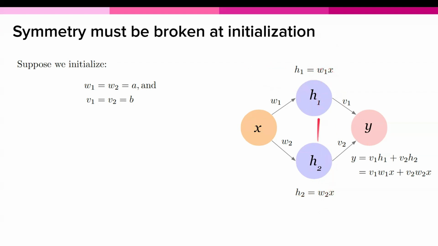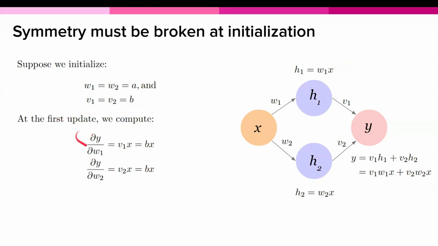So yeah, during the forward pass, these two units are going to compute the same value. They receive identical weights and they're getting the same input. And so when we compute the gradient during backpropagation, what we're going to find is that both units are going to receive the same gradient value. And so their updates are going to be identical.